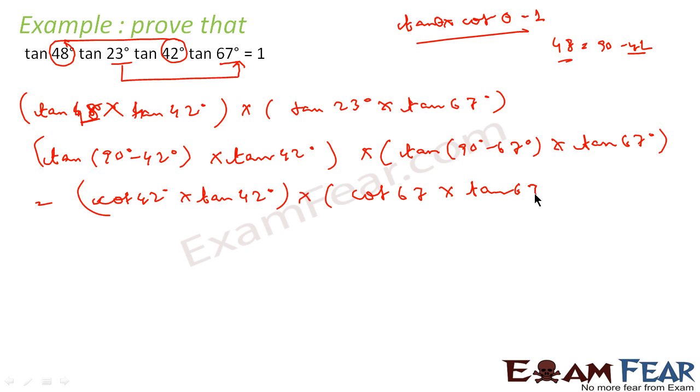Why? Tan 90 minus theta is cot theta. Cot theta into tan theta, where theta is same, becomes 1. Here also cot theta into tan theta, where theta is same, becomes 1. So this becomes 1, and that is what we are supposed to do. Correct? Here what we have done, we have observed that 42 plus 48 is equal to 90, 23 plus 67 is equal to 90. So we have formed these two pairs.